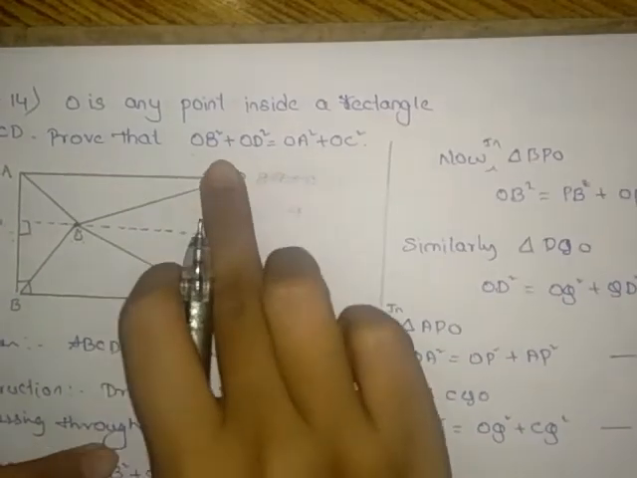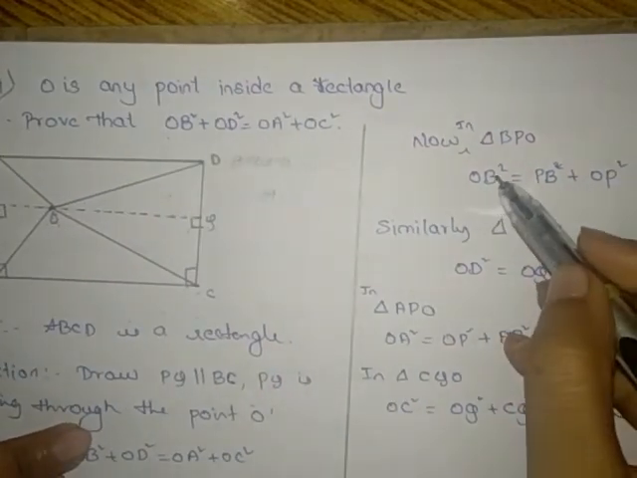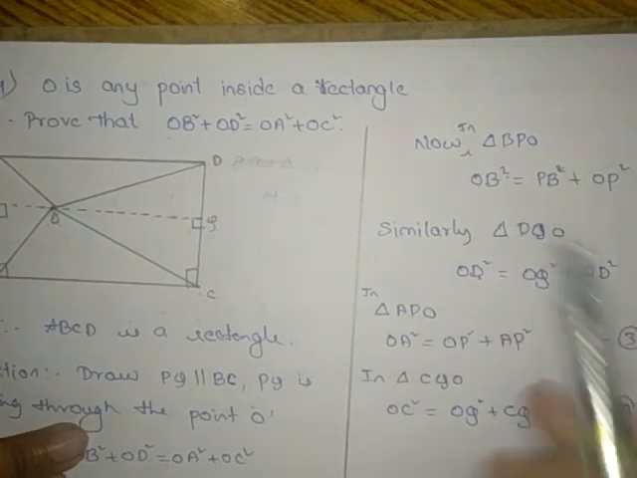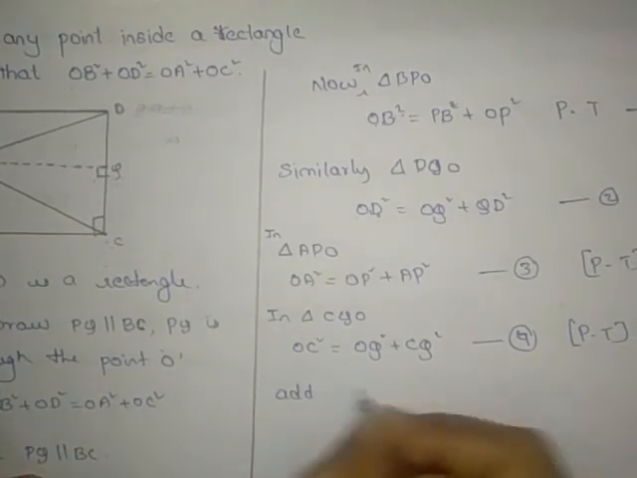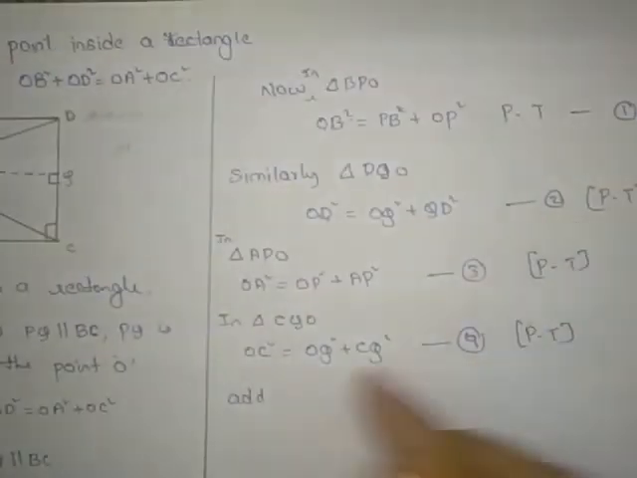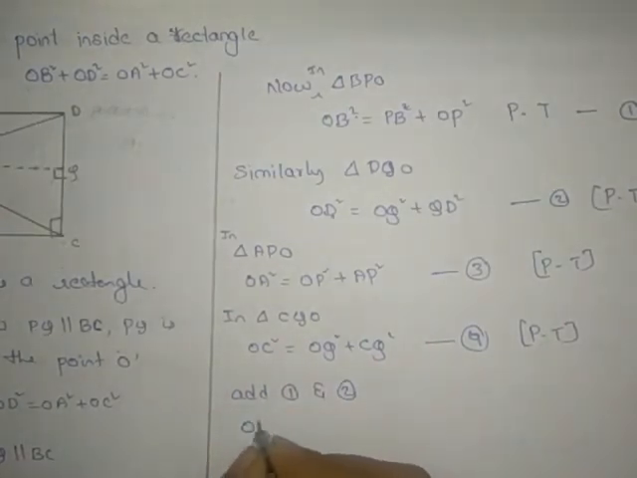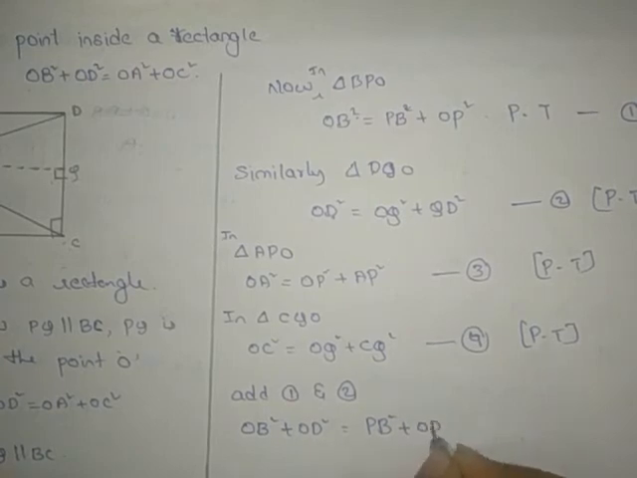Here you can observe that we need to show OB square plus OD square. So we have to take OB square and OD square. We have to add these two equations, right? First we'll do that. Add equation 1 and equation 2. OB square plus OD square is equal to PB square plus OP square, again plus OQ square plus QD square.